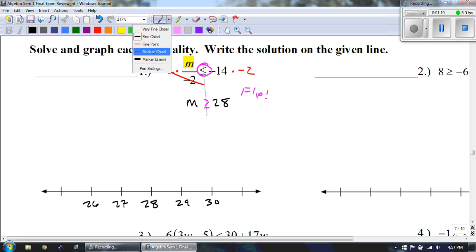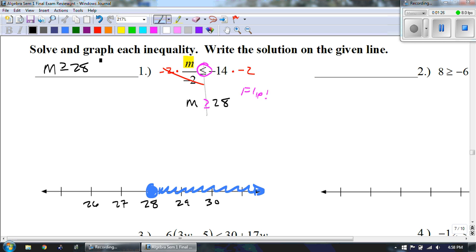Are we open or closed? Remember when the line is underneath, it's closed, and that's the greater than or equal symbol. So everything to the right. And our final answer, which we write on the line, is m is greater than or equal to 28.